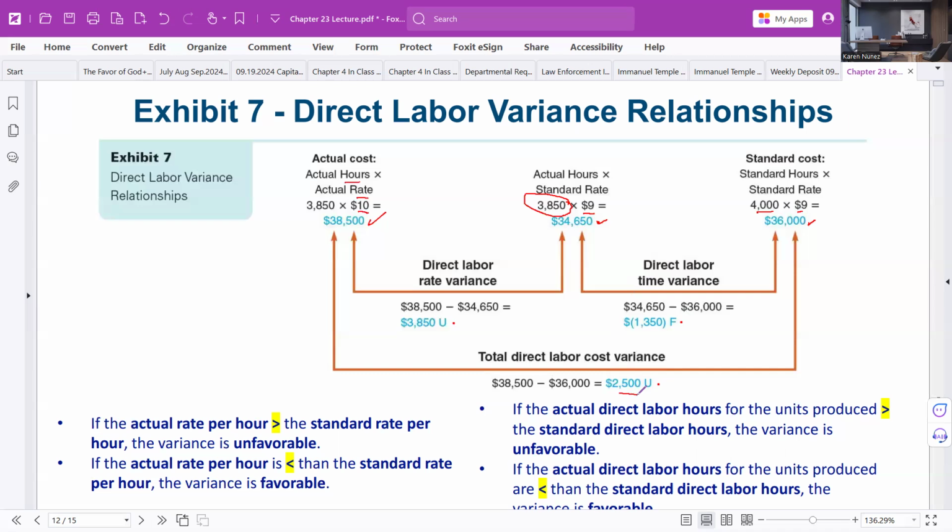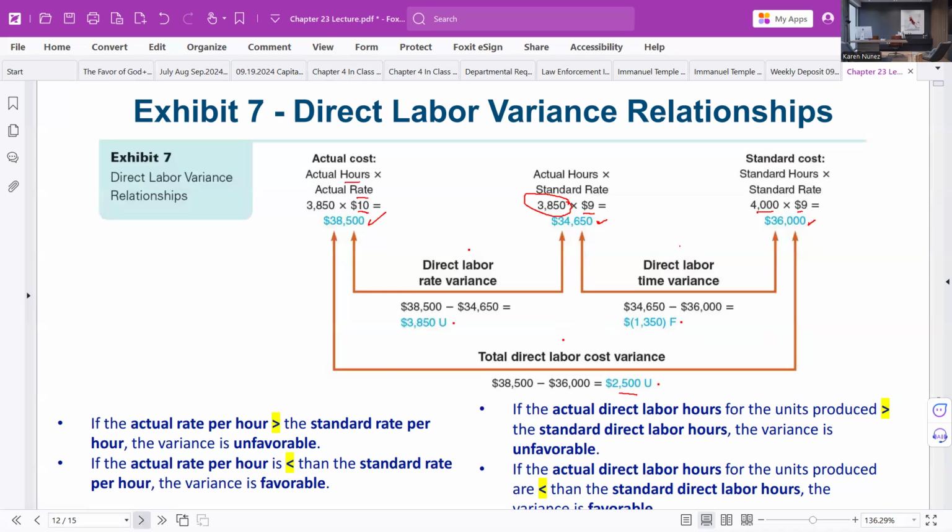So we're focusing on the same concept that we use for the materials. Actual at actual here, standard at standard here, and in the middle, actual at standard. Hence, we get a rate variance and we get a time variance. Put it all together, we have a total cost variance.